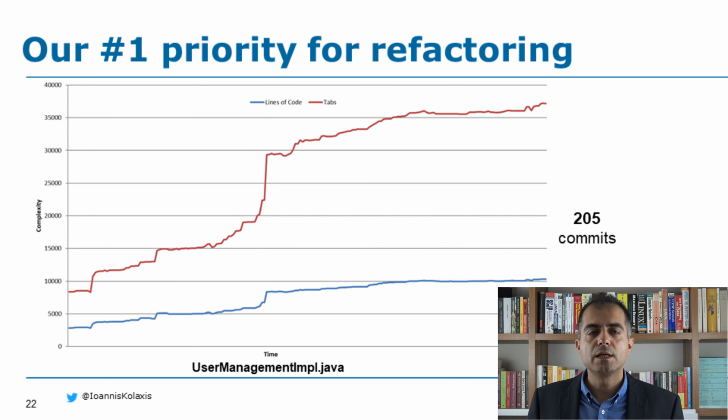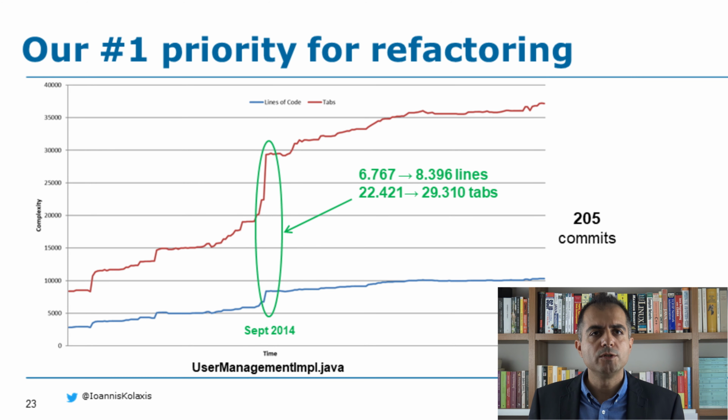And now let's take a look at our second file, the one with 205 commits. We see that the complexity is much higher, and we also see a steep increase in the complexity. What is that? Let's take a closer look.